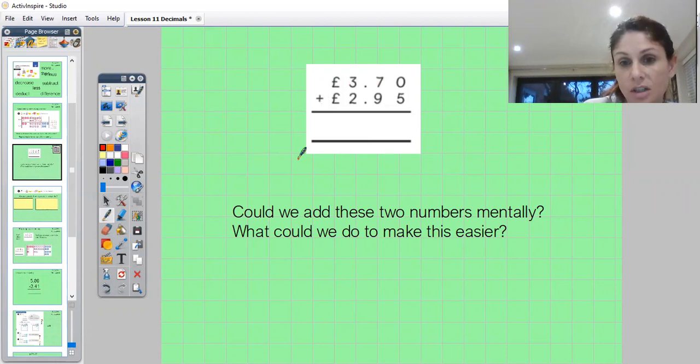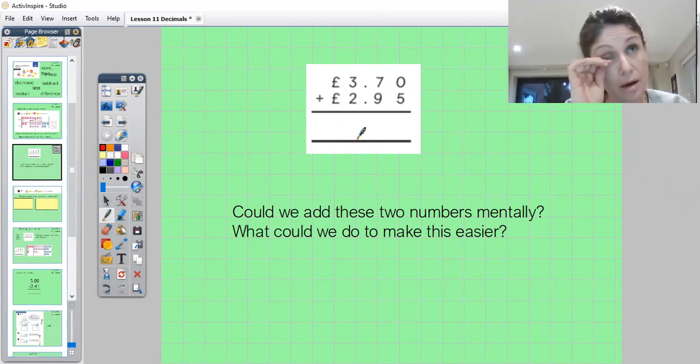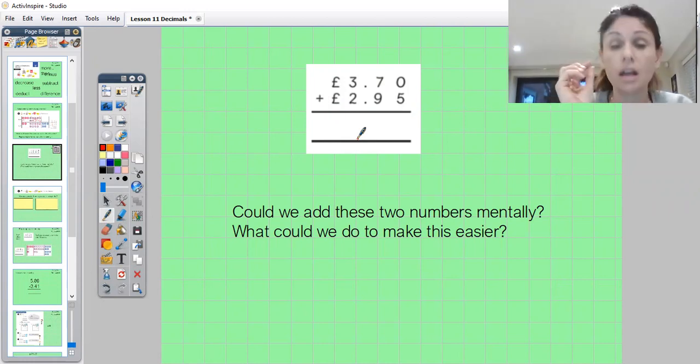Okay, let's quickly have a think about this number that we just worked with in our Let's Learn. Could we add these 2 numbers mentally? So without doing a written method, could we do it? And what could we do to make that easier? If I were going to add those mentally, because maybe you go to the supermarket, you don't have your phone, you don't have anything to write on, and you have to do it mentally. You can, it's really easy. So just have a think, what could you do to make that easier for yourself?